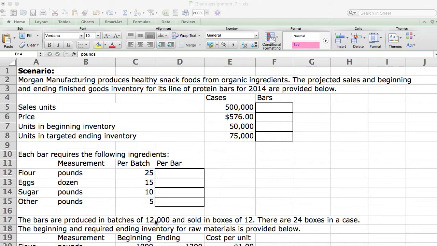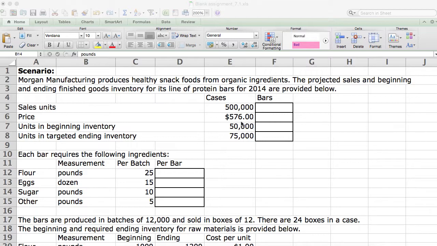of 12,000. They're sold in boxes of 12, so there's 12 per box, and each case has 24 boxes. So in order to determine how many individual bars are in 500,000 cases, we'd have to take the information provided in row 17. Giving us 12 per box, 24 boxes in a case, times 500,000 cases. And that'll give you your number of bars. You'll continue that process throughout rows 5, 6, 7, and 8.